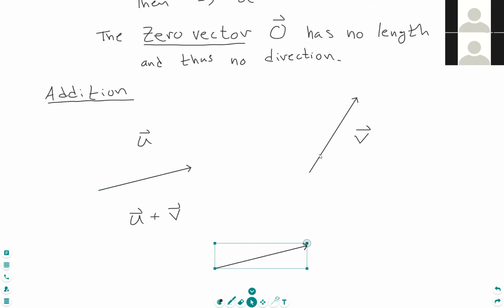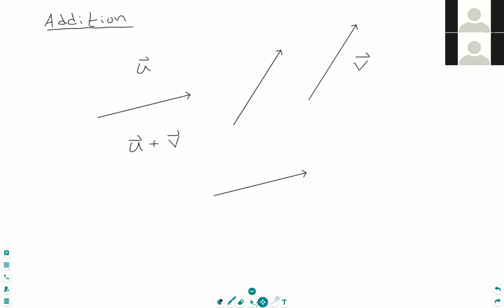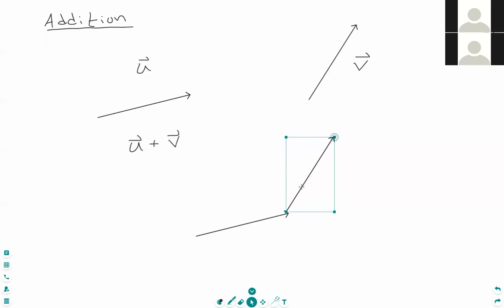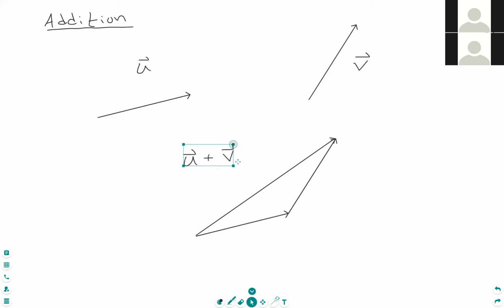Ooh, that's nice. Can't do this on a blackboard. And then we'll copy and paste this guy here. And I'll connect the initial point to the terminal point of the other one. And now, if I connect the beginning to the end of the second one, I've created the vector u plus v. So this down here was our u vector, and that right here was our v vector.